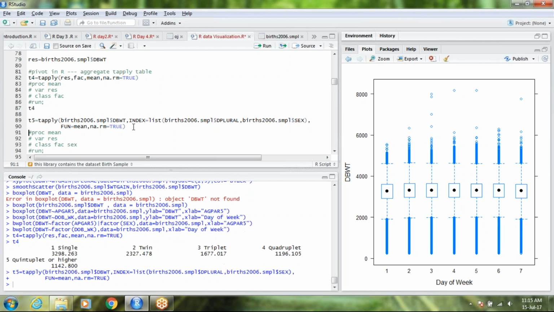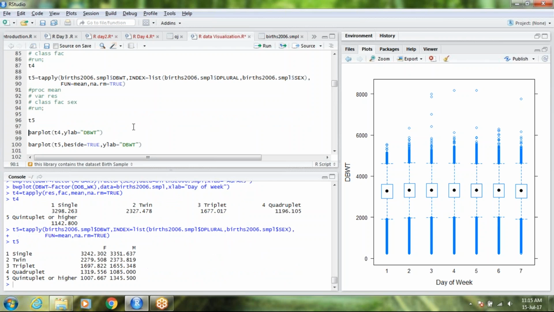So let us do that. What T5 shows is the average weight for male and female and how it looks. For female it is a bit less, male is a bit more for all the things. There is a bit of difference, but for triplet the number of data points is also quite less, so there is not much of a difference. For quadruplet, female has quite a bit more average weight compared to male, and then it again goes back to the same trend.